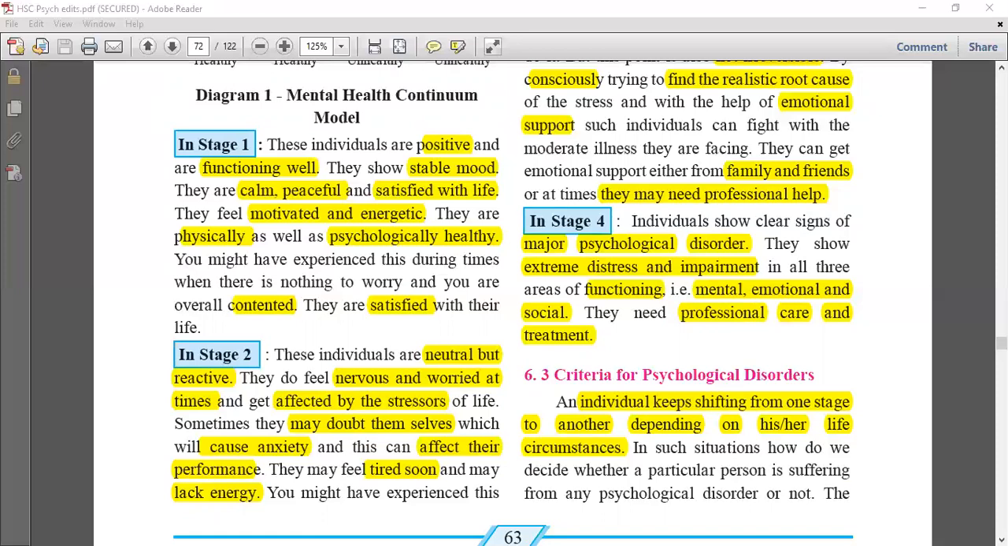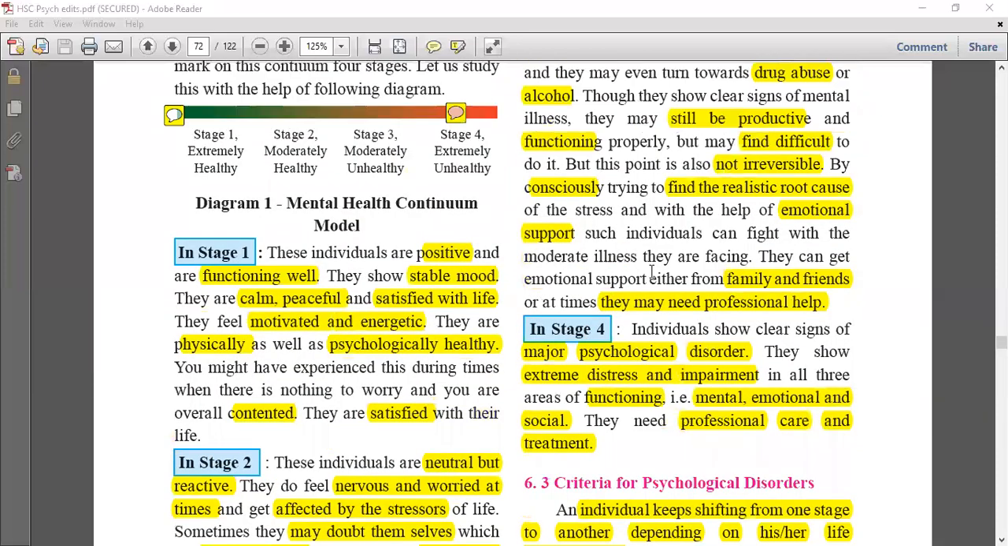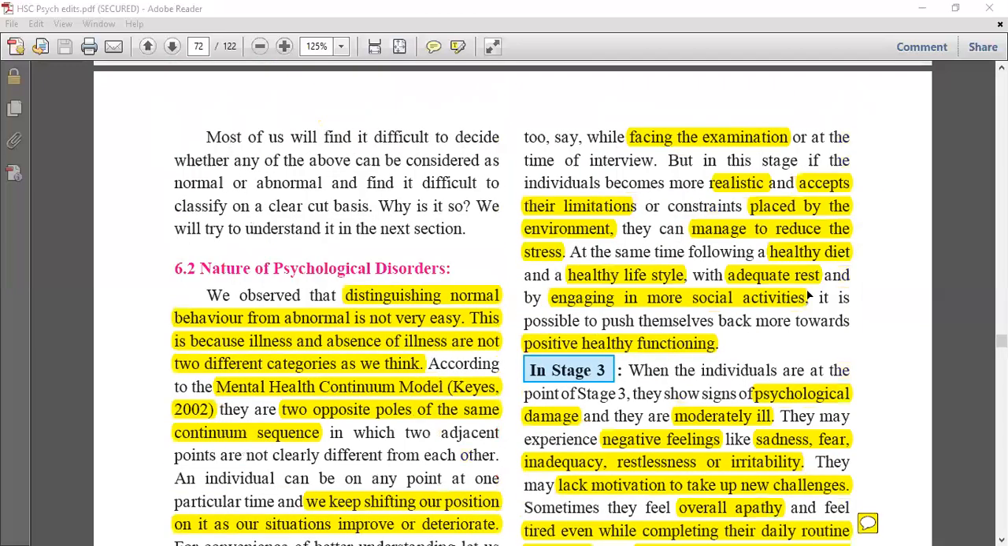It may cause anxiety, affect performance, and you feel tired very soon, lack of energy. Say while facing the examination or at the time of an interview, you are feeling anxious. Okay, so that is stage 2.